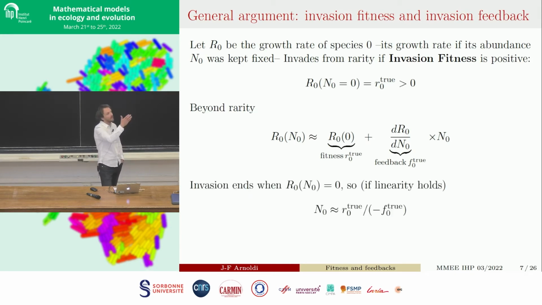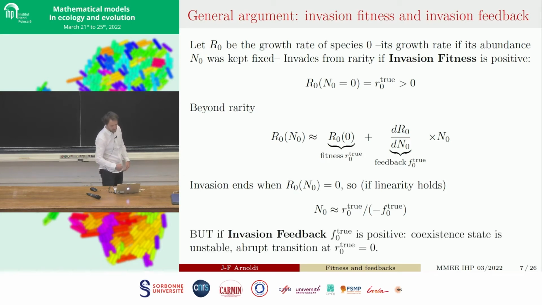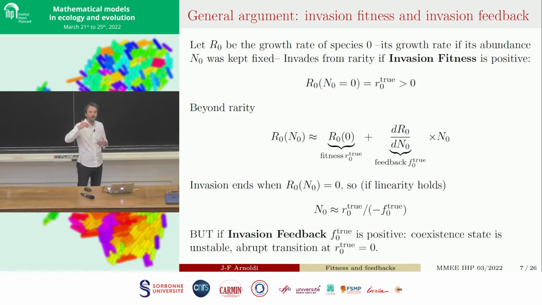And so by saying that the invasion ends when the growth rate is 0, if you solve this equals 0, as long as this linearity holds, you get the expression I had before: the abundance is proportional to the fitness divided by the feedback. If the invasion feedback is positive, it means that the more abundance of the invader there is, the more growth rate there is. And so there is a runaway process, which means that this linearity assumption cannot hold. Something drastically nonlinear is going to occur for the growth rate to decay and the invasion to stop.